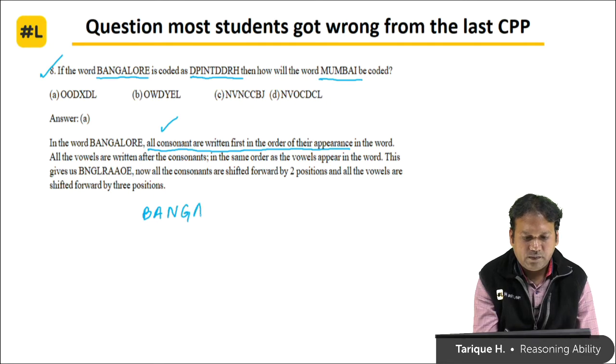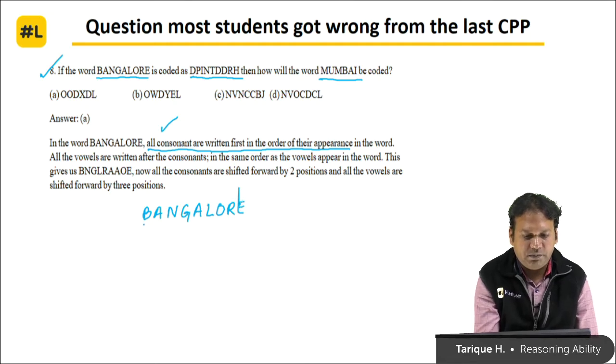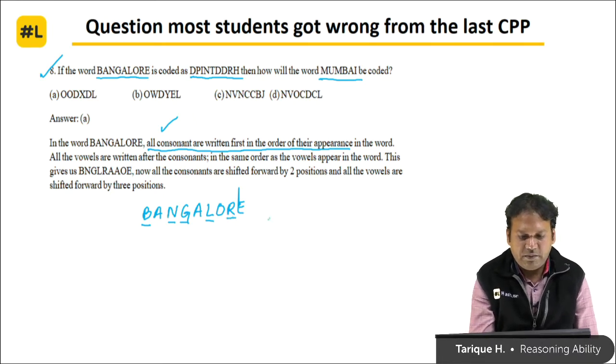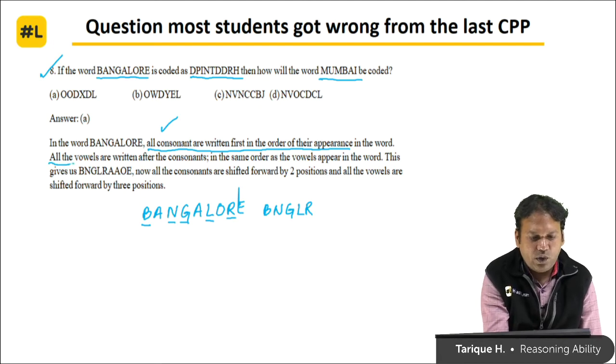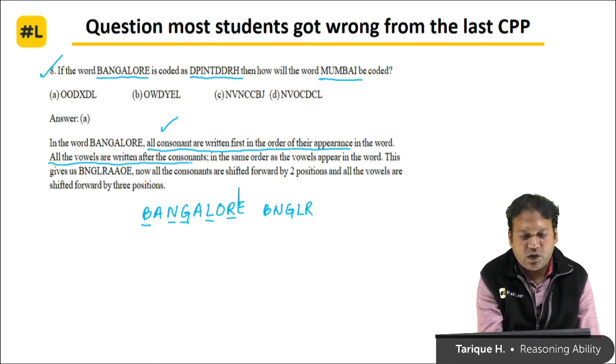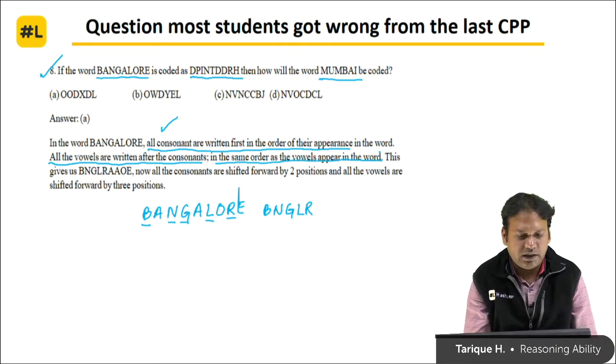Okay. So what do we do? First we write down all the consonants: B, N, G, L, R, right. So we get here B, N, G, L, R. That's what you have. Now all the vowels are written after the consonants in the same order as the vowels appear in the word. Understand this.